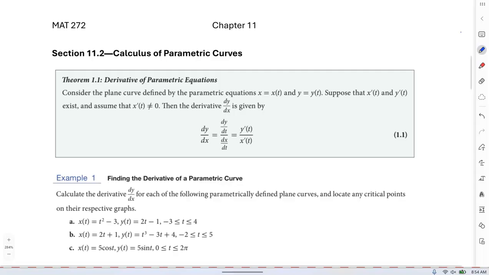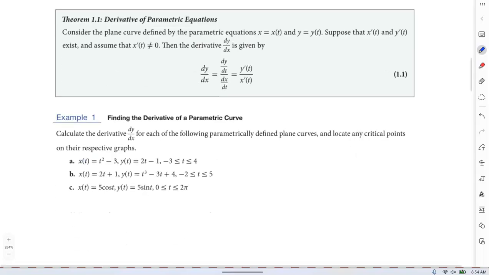So let's look at a few examples. In example 1a, we have the function x of t equals t squared minus 3, and y of t equals 2t minus 1, and t is bounded between -3 and 4, and they're asking us to calculate the derivative.